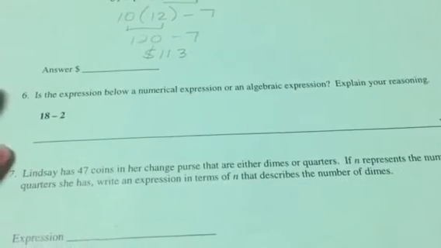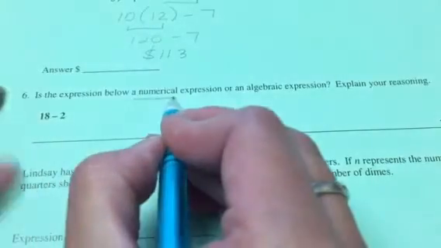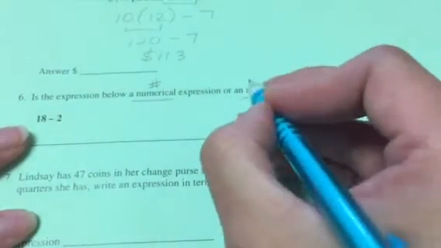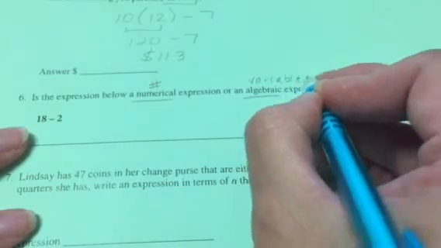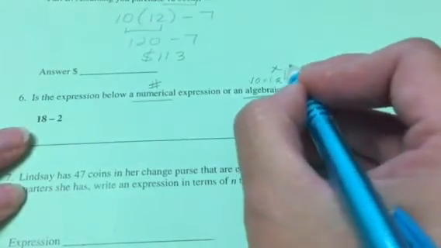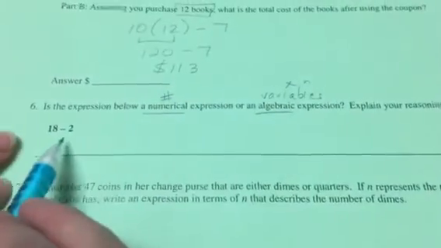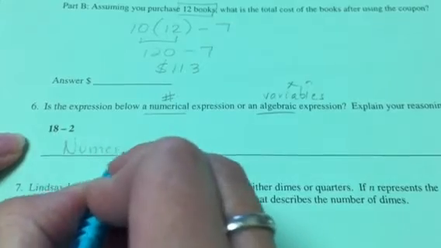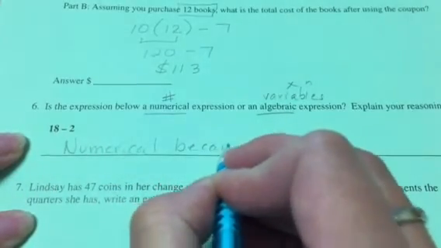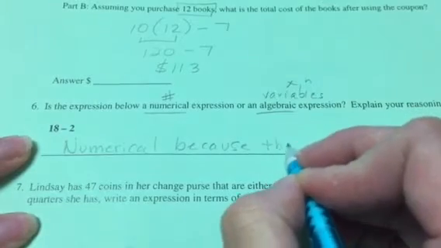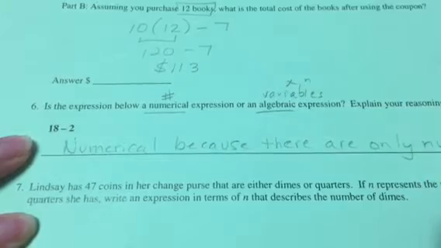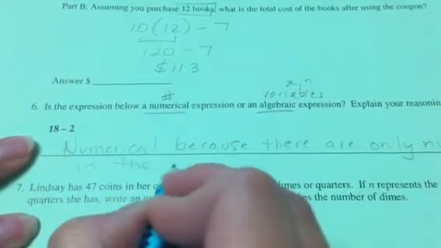All right, number 6. Is the expression below numerical or algebraic? Well, numerical sounds like numbers. And algebra, usually there's variables. So if I look at the expression, remember variables are x or n, letters. I only see numbers, 18 minus 2. So that's going to tell me that this is numerical because there are only numbers in the expression.